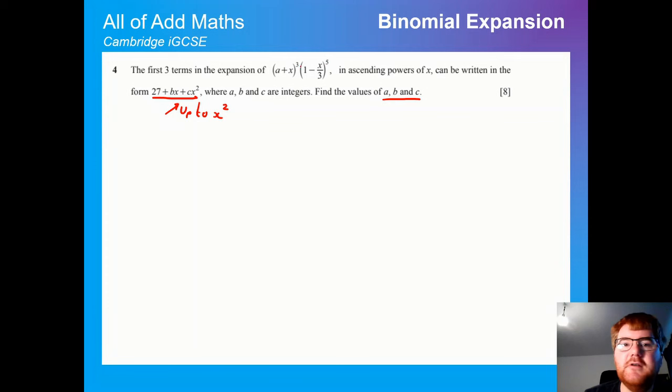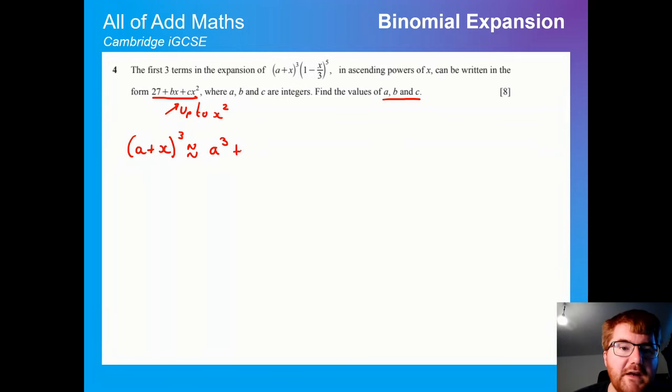All I need to do is write each of these brackets out as far as x squared. So that's going to save me a bit of time when I do these expansions. So (a + x)^3. Right, let's work through our binomial expansion. So the first part is nice and straightforward. So we're just going to take a cubed.